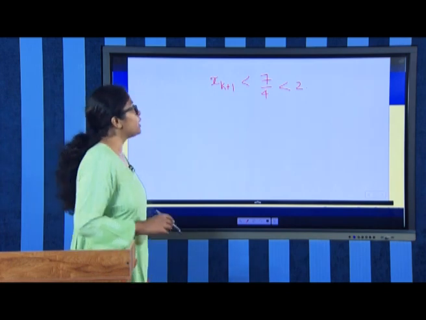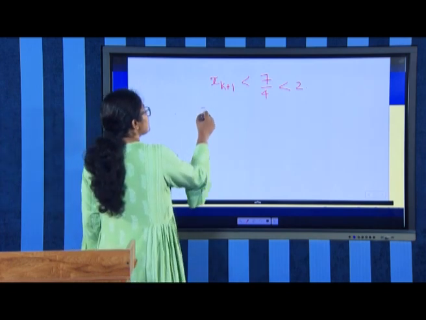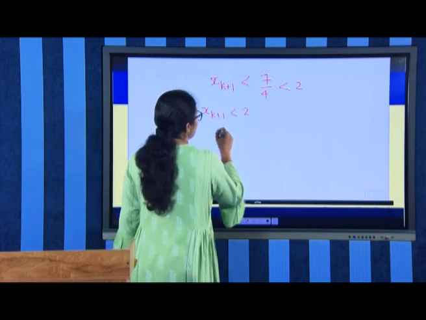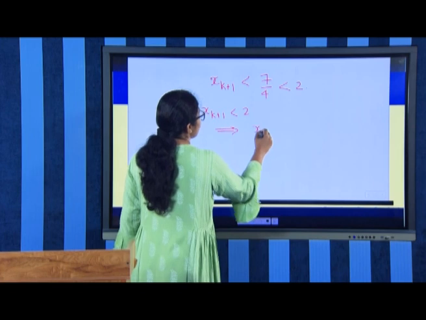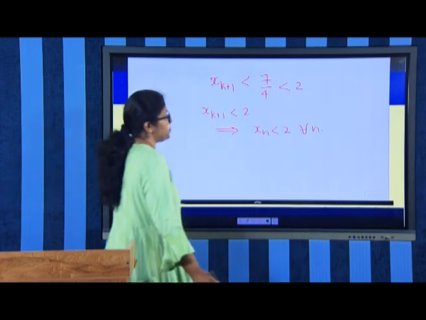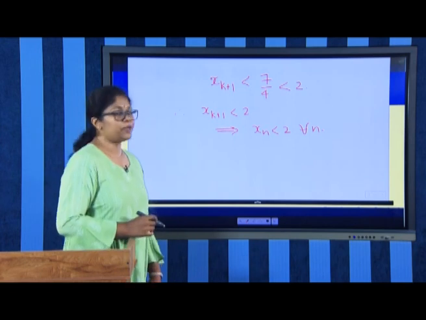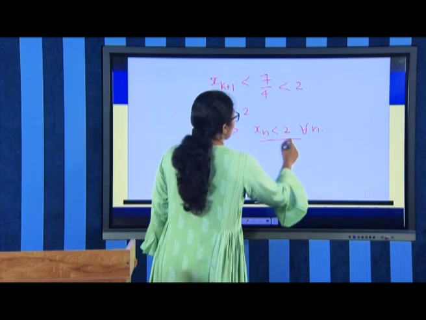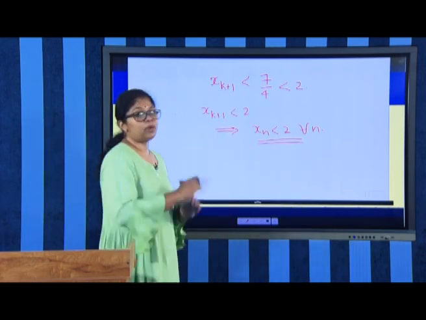Therefore, we have xk plus 1 is also less than 2, which indicates that xn is less than 2 for every n by the principle of mathematical induction. So, the first claim is proved. So, we have an upper bound here.